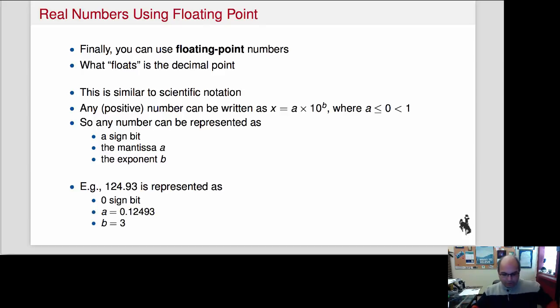Look at 124.93, so 0 is the sign bit because it's positive. A would be 0.12493, okay? And then I'm going to need to multiply that by 1,000 to get the answer, so my exponent is 3 because it's that times 10 to the 3, okay? This is the way that we do scientific notation.